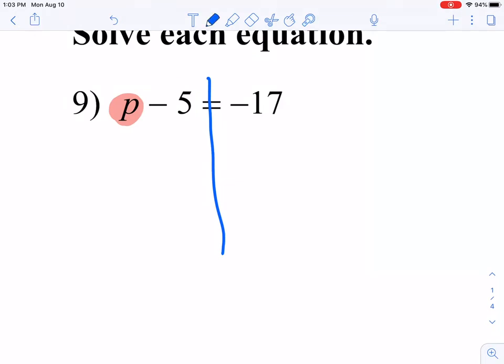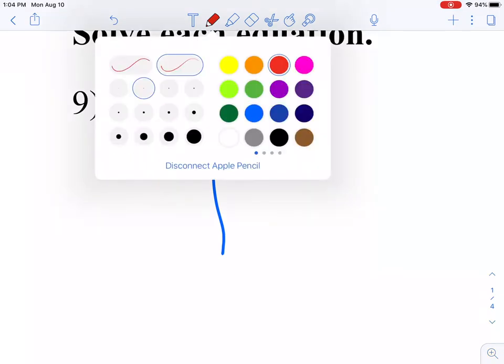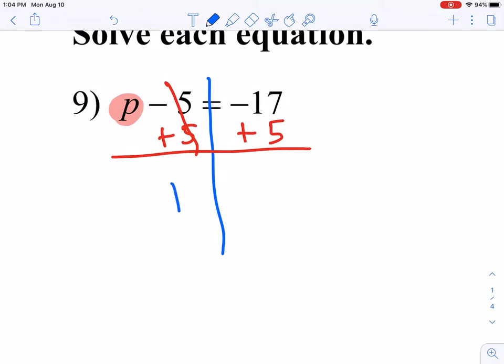The way that we get rid of numbers that are on the same side is we do what's called the inverse operation. It just means we do the opposite. So the opposite of minus 5 is plus 5. And we would agree that that cancels out. But I have to keep this balanced. If I do plus 5 on my left side, I also have to add it to my right. And this is going to give us p equals a negative 17 plus 5.